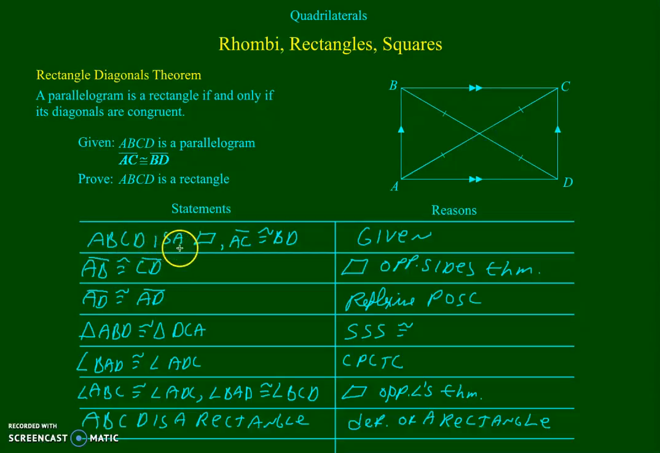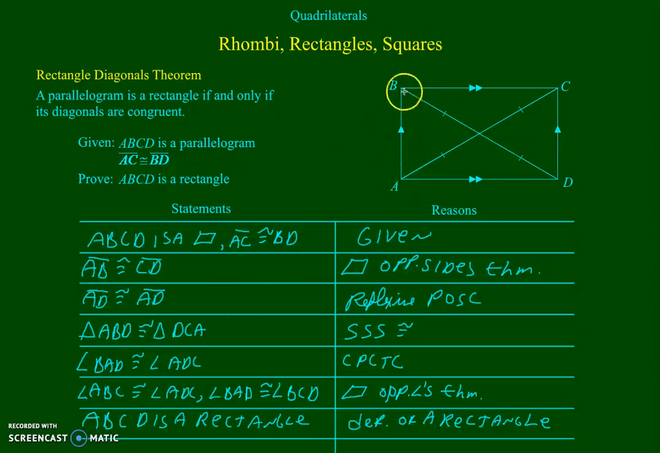We write our given: ABCD is a parallelogram, and AC is congruent to BD. So we have the parallelogram with congruent diagonals. Now, first thing we say, AB is congruent to CD, and that is because of the parallelogram opposite sides theorem. Opposite sides of a parallelogram are congruent. AD is congruent to itself by the reflexive property of segment congruence. So this is congruent to itself, and now we know that the two triangles are congruent.